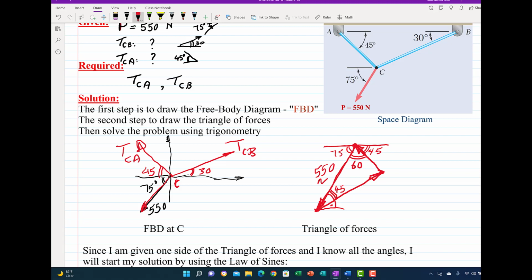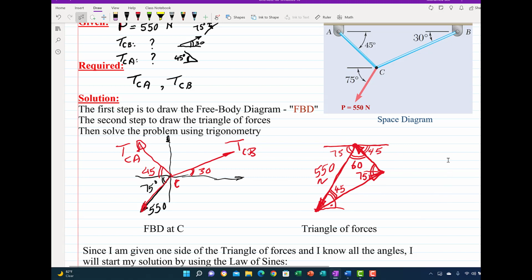Now let's get this angle. The summation of all the angles of the triangle should be 180. Or you can get it from making a horizontal line. I know this angle is 45 and this angle is 30, so 45 plus 30 is 75. So I'm going to say this is 75. Okay, so I got all three angles, and this is a triangle of forces.